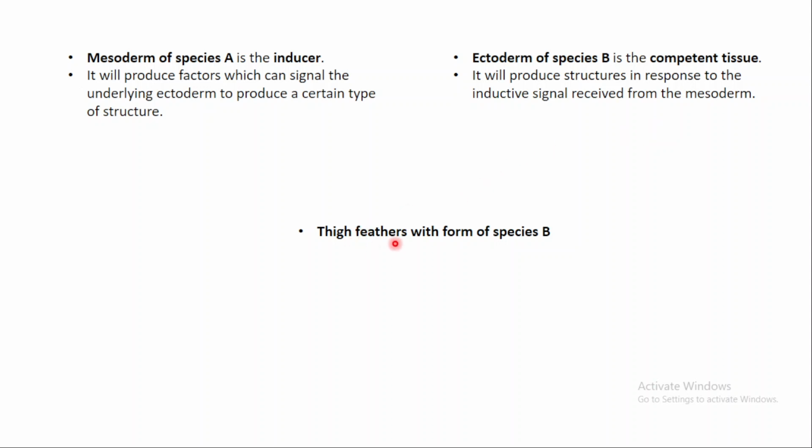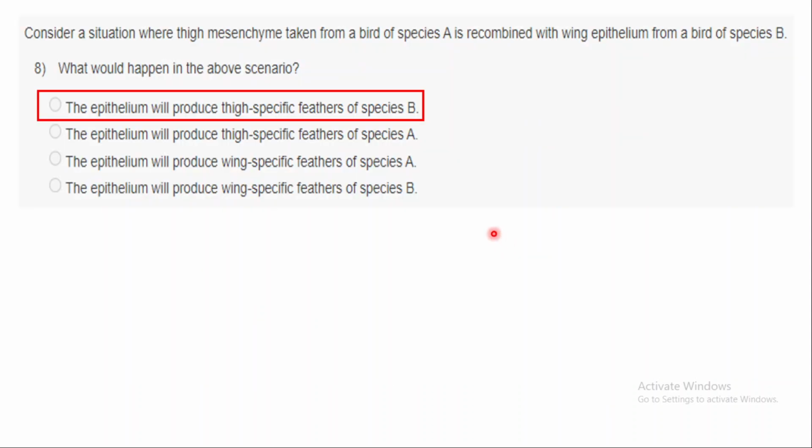Therefore, we will form thigh feathers with form of species B. That's why option A will be the correct answer. So we'll have feather, but of species B, because the tissue that is forming the feather is actually the epidermis of species B, while the species A tissue is signaling the epidermis to become a thigh feather.